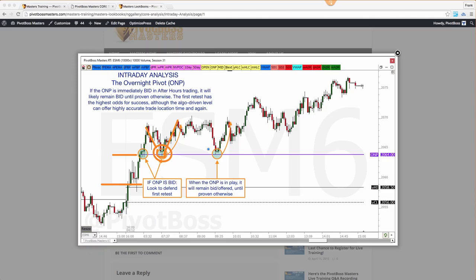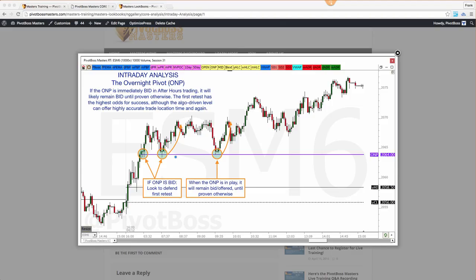And they can oftentimes offer super accurate trade location, because look at that. If you knew the overnight pivot was bid, and you look to defend here or here, you took on 2 trades perhaps 1 or 2 ticks of combined adverse excursion, depending upon where your entry was. It's fantastic. And so just knowing which levels are in play can be very important.